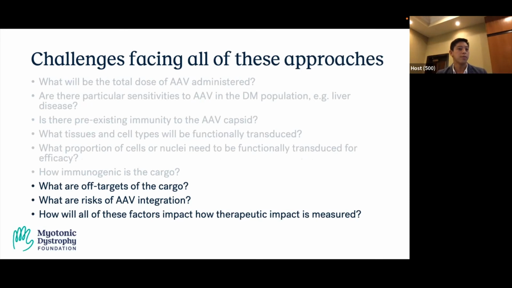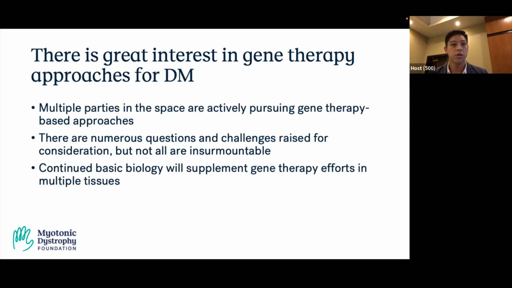Last few questions I'm not really going to spend much time on, but of course they're important in any medicine. What are the off-targets of the cargo? This is particularly important for the CRISPR enzymes. A risk that is raised, which I think the regulators are still forming an opinion about, is what are the risks of AAV integration? It is not a frequent phenomenon, but it does occur. And then ultimately, because gene therapy is not 100% efficient, how do these factors impact how you measure therapeutic rescue?